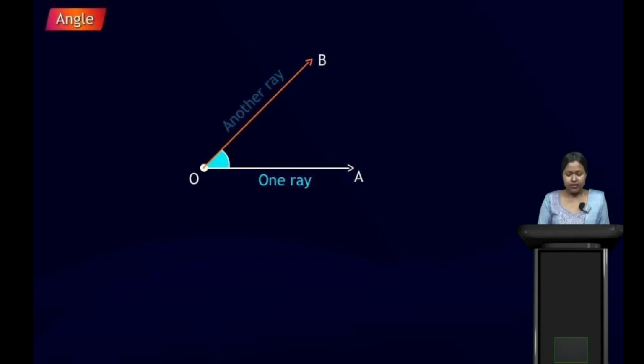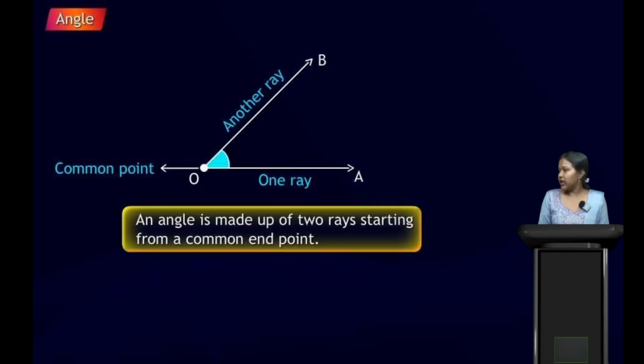Now here you see, O is a point. From here two rays are passing, one is OA, another one is OB. So that means it is creating one angle at O, as O is the vertex. Now here you see OA is one ray and another ray is OB. What we can see is that the common point is O. An angle is made up of two rays starting from a common endpoint.